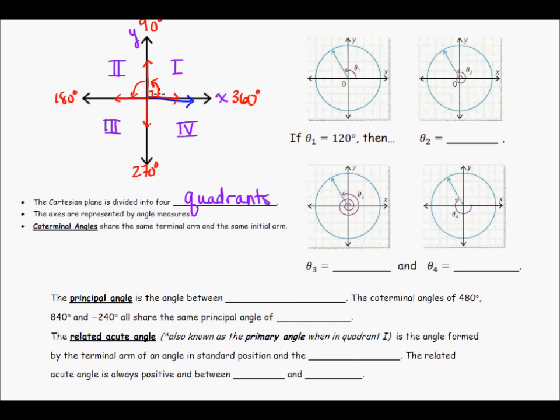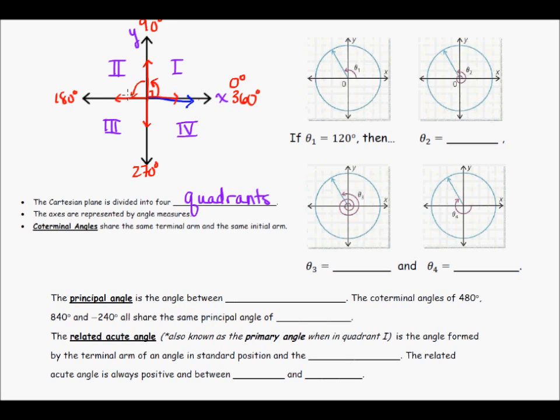Okay? Now, it is also possible that my terminal arm doesn't rotate at all from the starting position. So the positive x-axis would actually also be referred to as 0 degrees. Okay? I could keep repeating this pattern. So if I rotate another 90 degrees, I would be at 450 degrees.